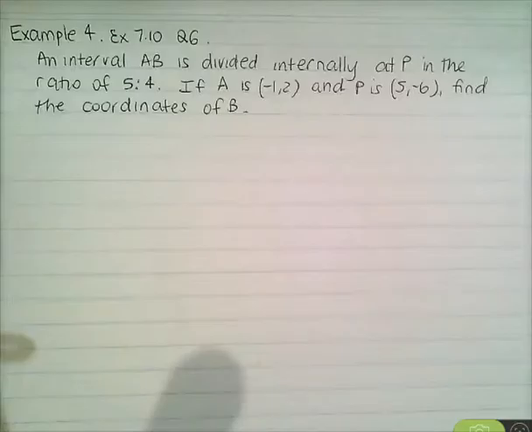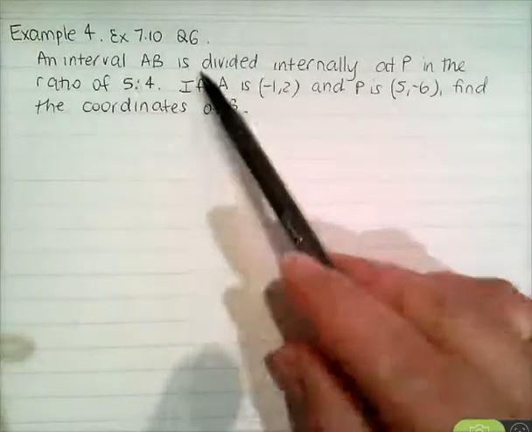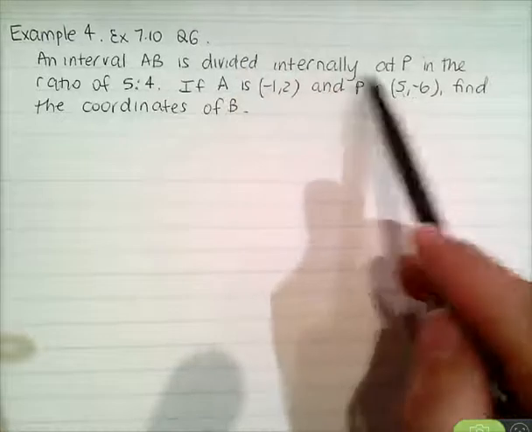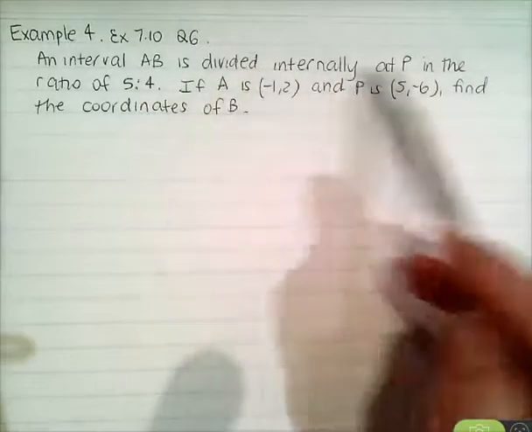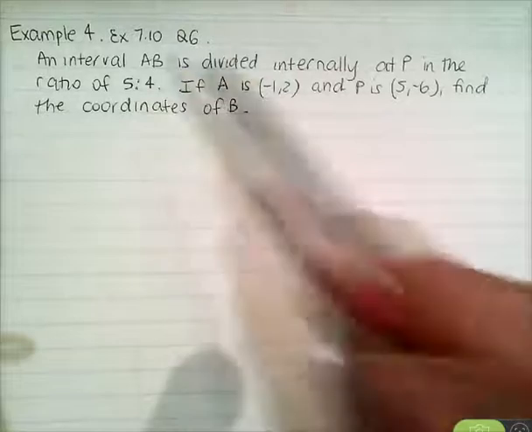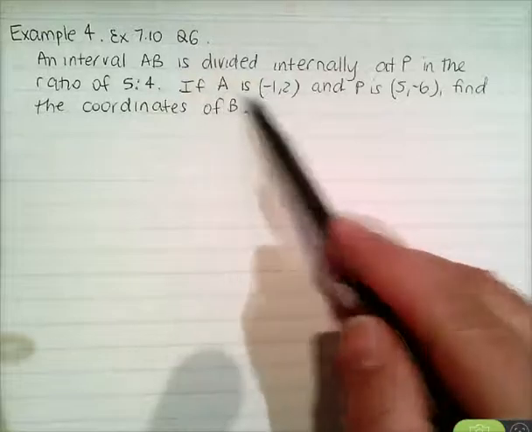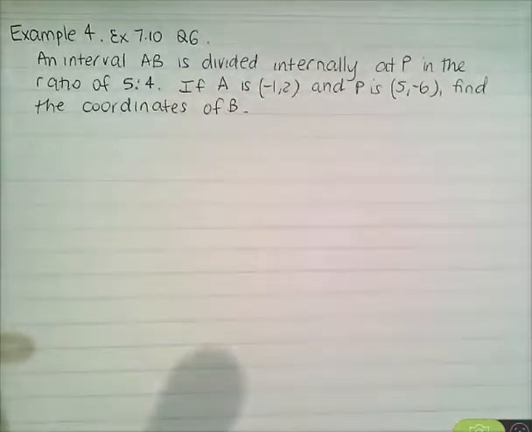This is our 4th example from exercise 7.10, question 6. It says interval AB is divided internally at P in the ratio of 5 to 4. If A is (-1, 2) and P is (5, -6), find the coordinates of B. Now I'm going to draw a quick sketch. You won't have to do that, but I'm doing it so that you can see how we've got the internal and the external division happening.